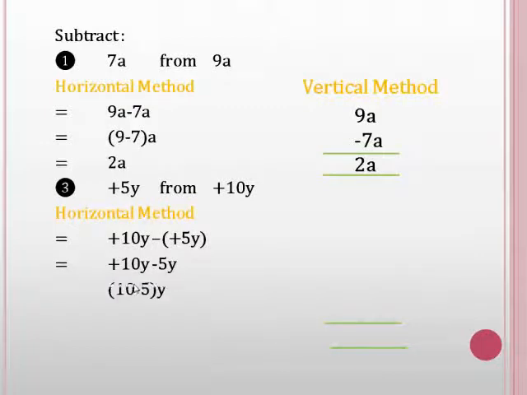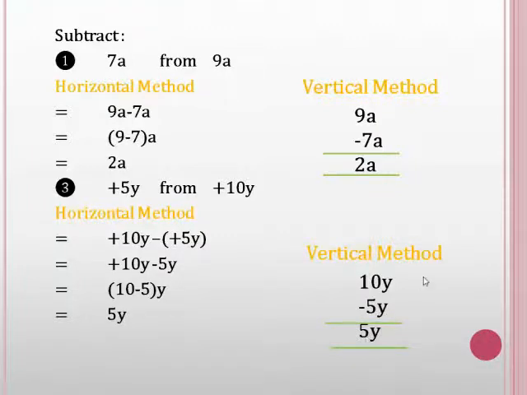Now we subtract their coefficients, meaning 10 minus 5, and y is the same variable, so 10 minus 5 we get the answer 5y. In the vertical method, here we write plus 10y and minus 5y. Here we change the sign of these, so 10 minus 5 we get the answer 5y.